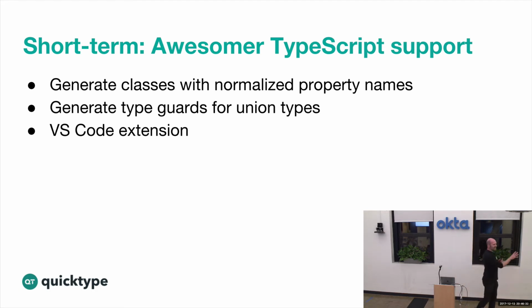We want to generate type guards for union types. So QuickType, for example, if you have an array that contains numbers as well as strings, it will make an array of number or string, right? And the same goes for class types, but you would like to have a type guard where you can check and have a nice function for that. And we would also love a VS Code extension. By the way, if any of you want to work on any of that, that'd be awesome, especially the VS Code extension.